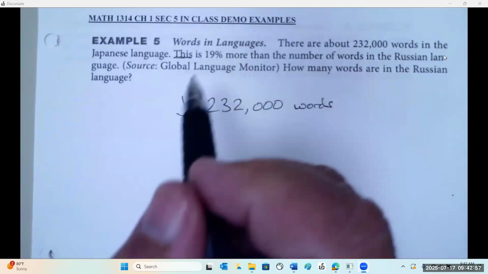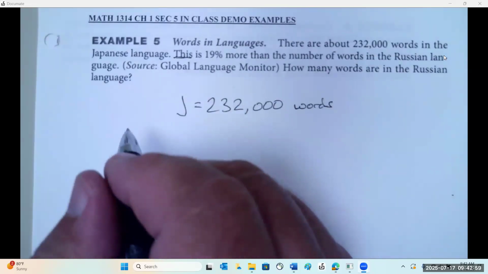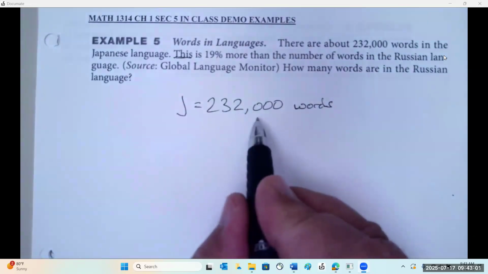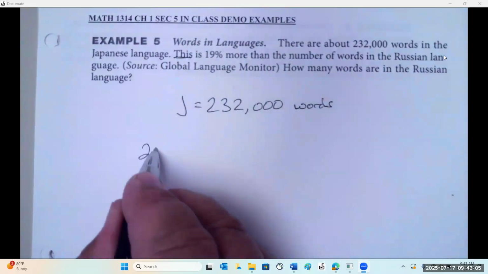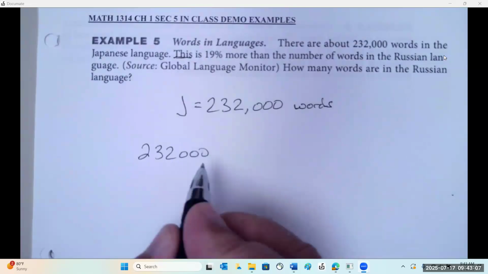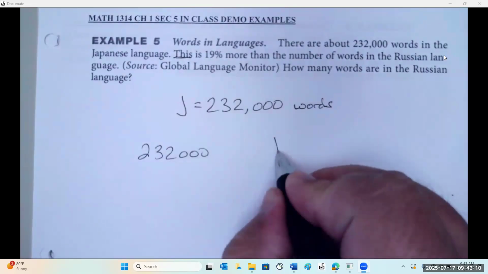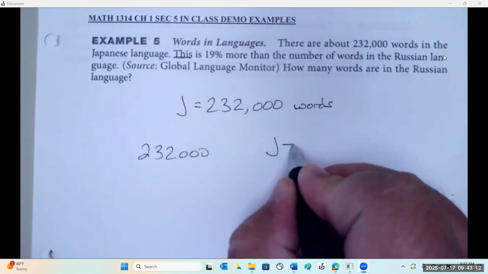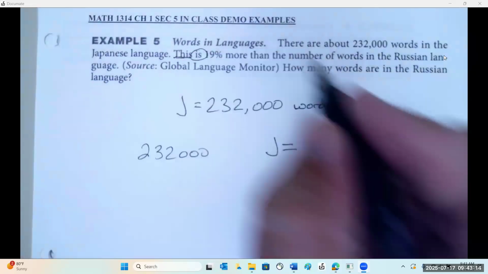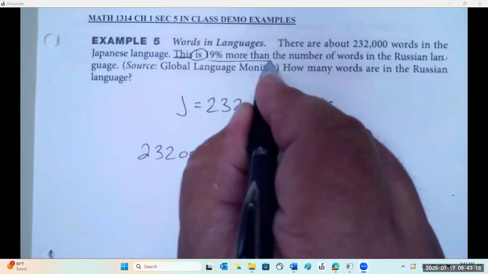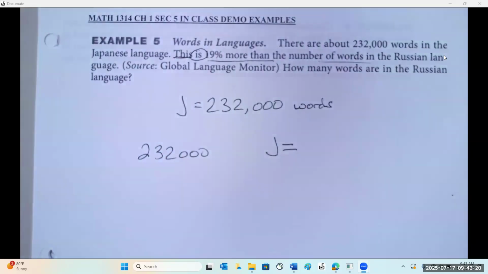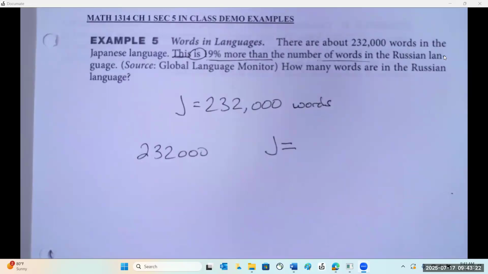This refers to the Japanese language, the words in the Japanese language. So this number is, actually, I'll use the letters first. The Japanese language is, instead of using the word is, we use an equal sign, 19% more than the number of Russian words. How do you put that mathematically? 19% more than the Russian language.